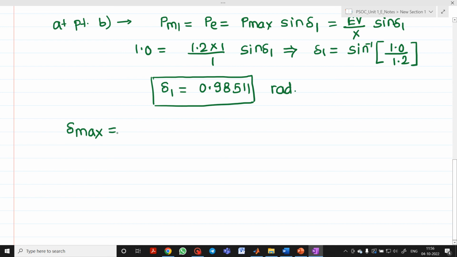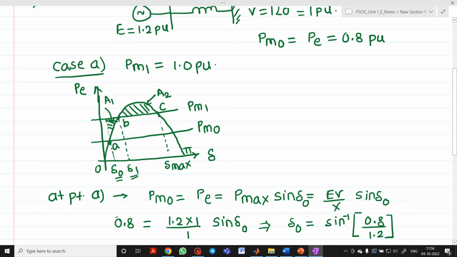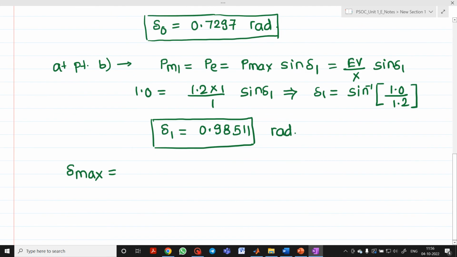Now, already in the derivation we have studied how to find delta max. How to find it? We have to subtract this portion. This portion means which portion we are going to subtract? This is nothing but your delta max. This will be your delta 1. So how can you write the answer? Delta max will be equal to pi minus delta 1, which will be equal to pi minus 0.98511. So if you calculate, you will get the answer as 2.15648 radian.